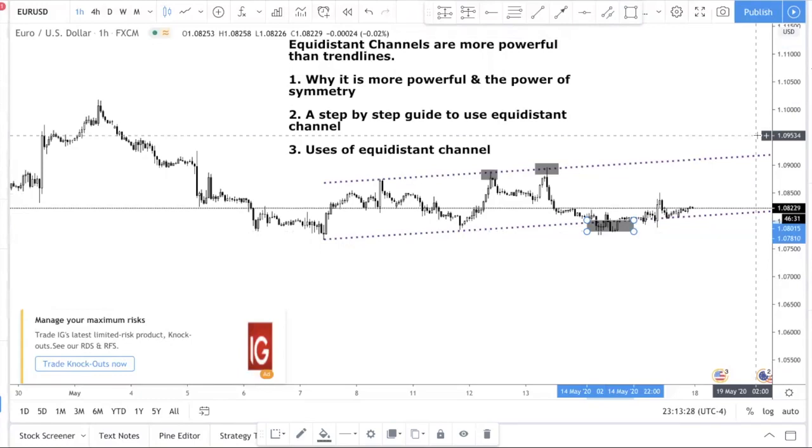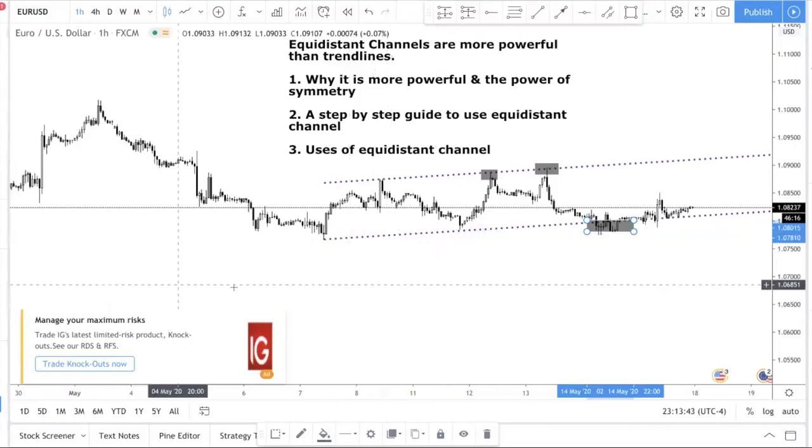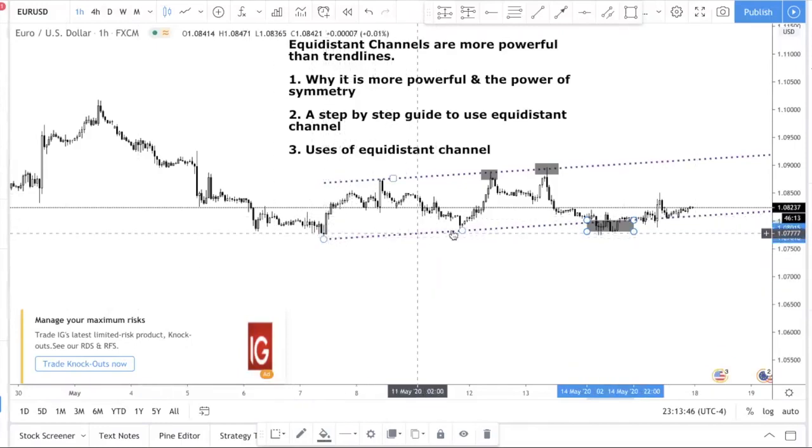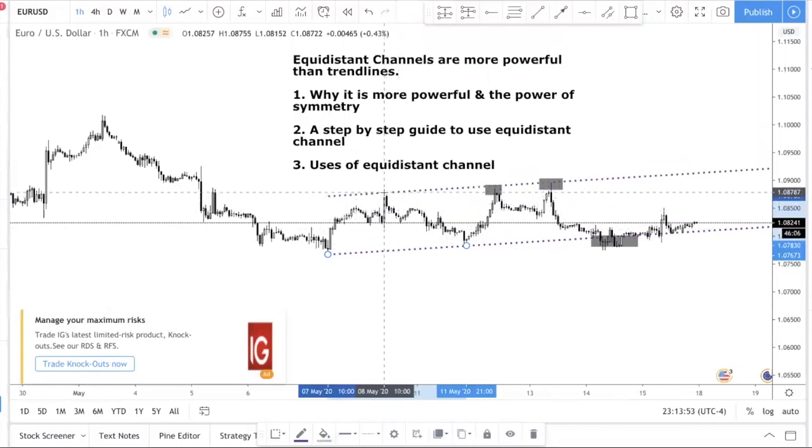So that's it for this video. In summary, the equidistance channel is more powerful than trend lines. If you are not using it, make sure you use it. It's more powerful because it has the element of symmetry. A step-by-step guide: basically you want to identify 2 swing points, and then you shift the other line up to another swing point that's in between the 2 swing points you identified. And lastly, you want to use the equidistance channel for stop loss, take profit, as well as entry opportunities.